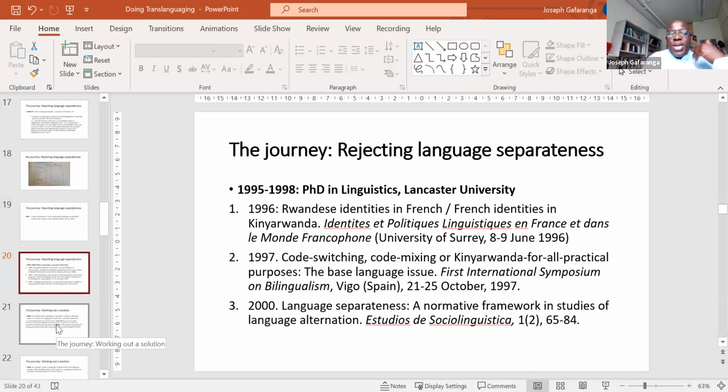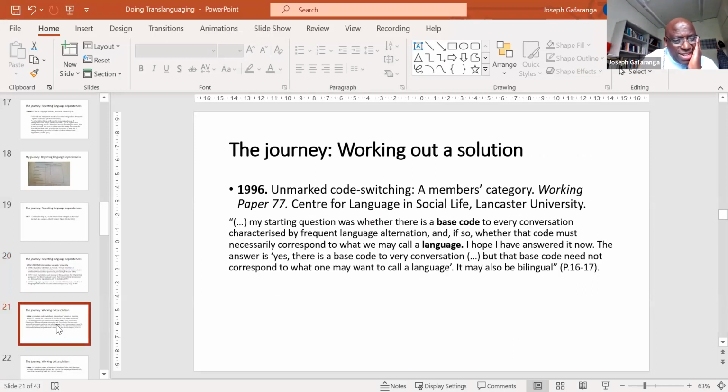Now, from this point, I started working out. It's not just rejecting. So what if you reject? What do you do? In 1996, I wrote for the Working Papers in Language and Social Life at Lancaster University a paper I called Unmapped Code Switching, a Members' Category. Going through the paper and reading the conclusion, I read this: my starting question was whether there is a base code to every conversation characterized by frequent language alternation, and if so, whether that code must necessarily correspond to what we may call a language. I hope I have answered it. The answer is yes, there is a base code to every conversation, but that base code need not correspond to what one may want to call a language. It may also be bilingual.